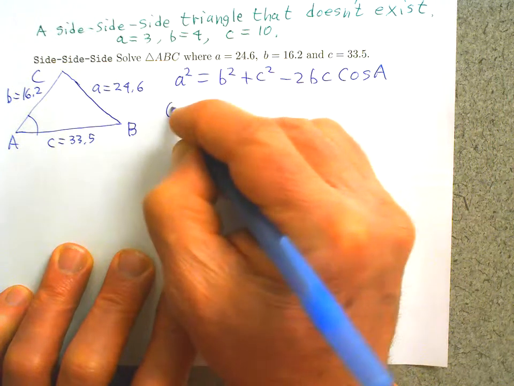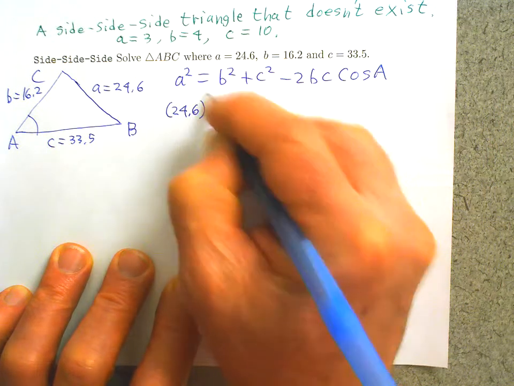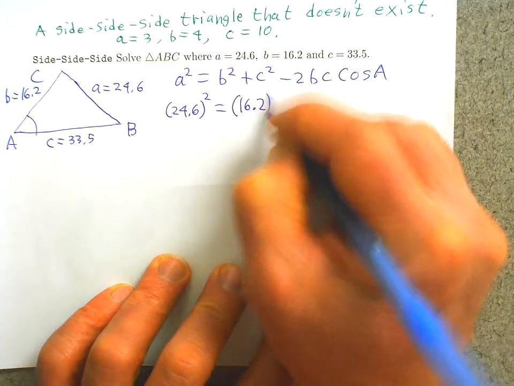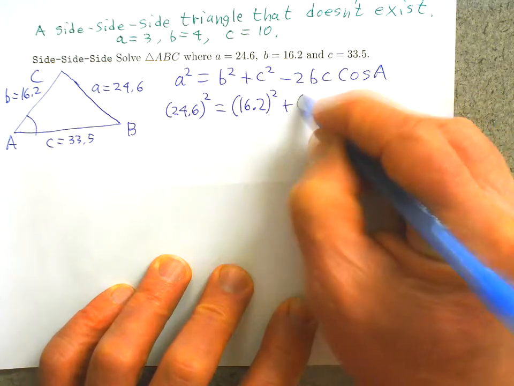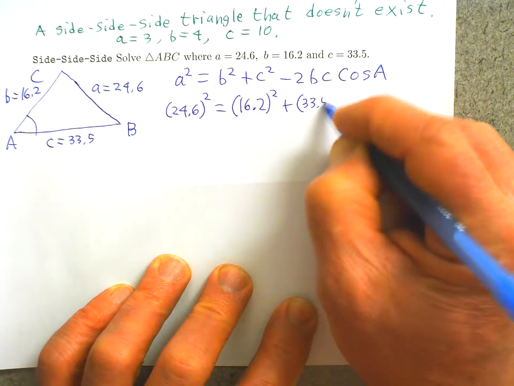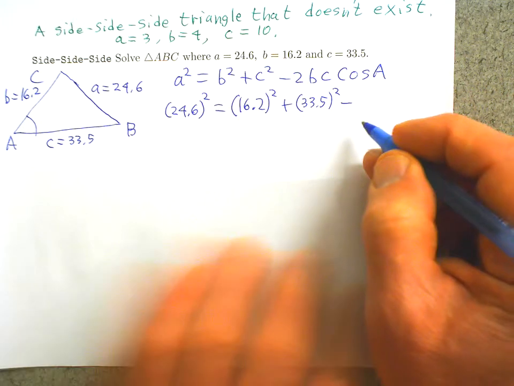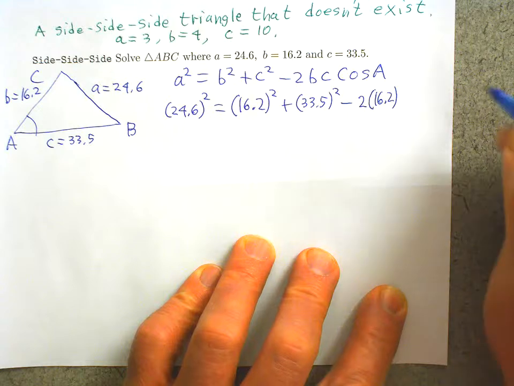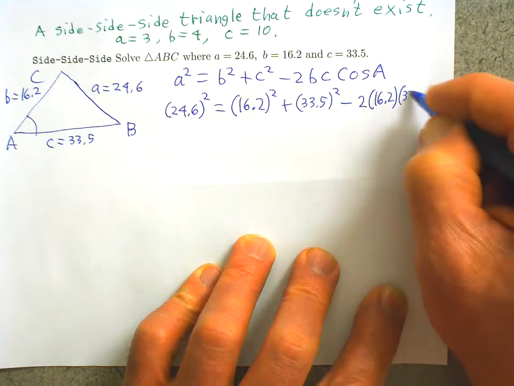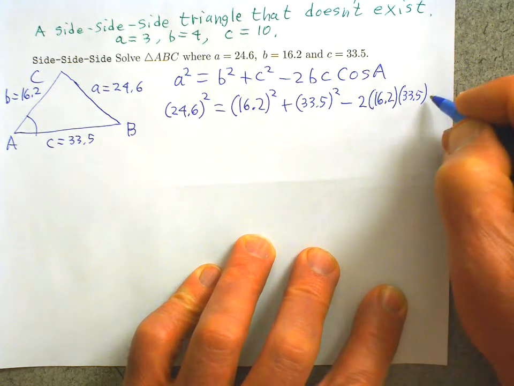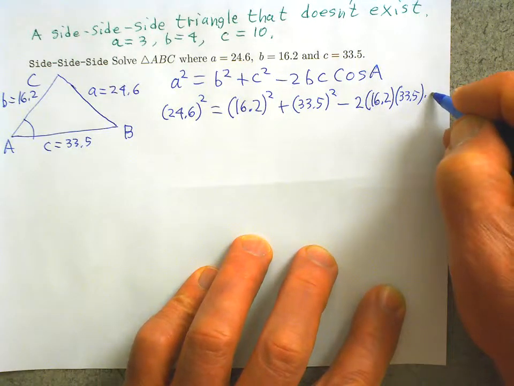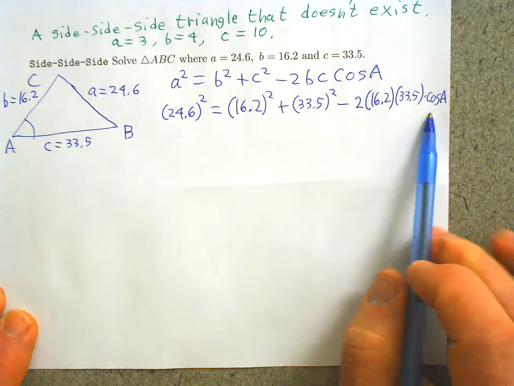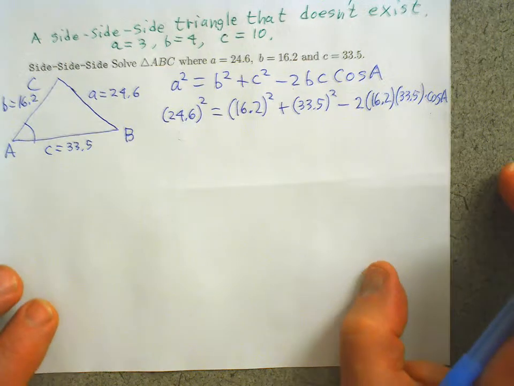Okay, so we have 24.6 squared equals 16.2 squared plus 33.5 squared minus 2 times 16.2 times 33.5. And I ran out of space. This is cosine of A. So there's only one unknown in that equation, so we can solve for cosine of A.